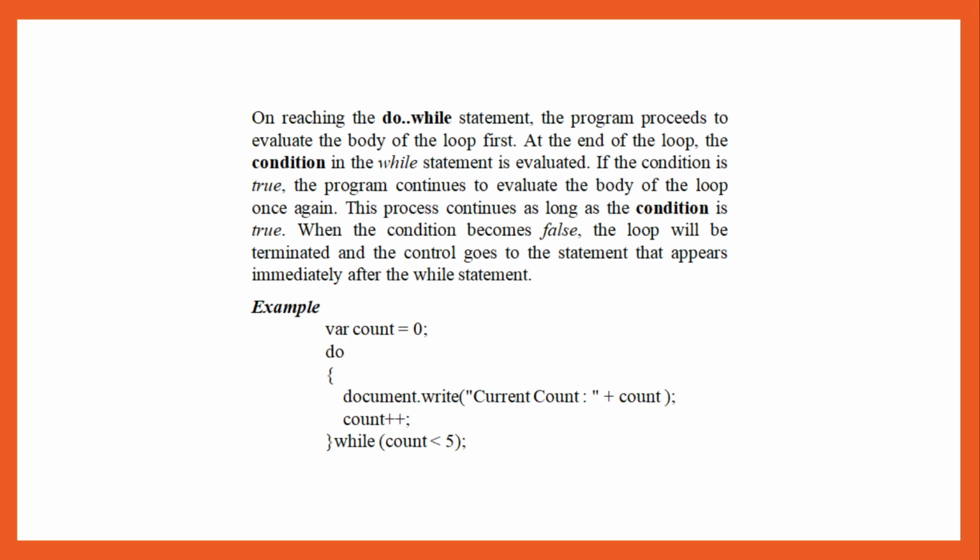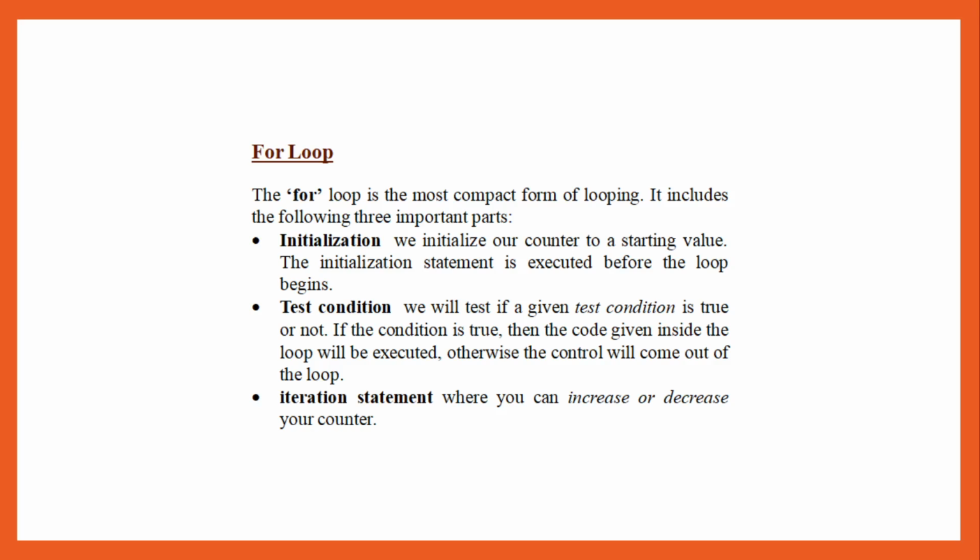On reaching the do while statement, the program proceeds to evaluate the body of the loop first. At the end of the loop, the condition in a while statement is evaluated. If the condition is true, the program continues to evaluate the body of the loop once again. This process continues as long as the condition is true. When the condition becomes false, the loop will be terminated and the control goes to the statement that appears immediately after the while statement. This is about do while and the next one is for loop.